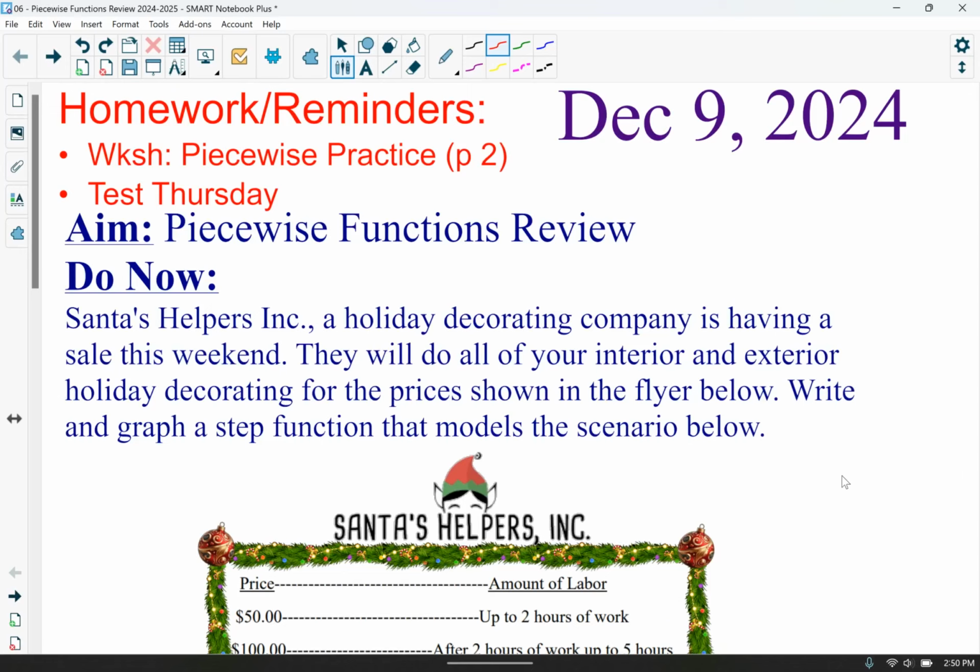So here we have our Do Now. Santa's Helpers Inc., a holiday decorating company, is having a sale this weekend. They will do all of your interior and exterior holiday decorating for the prices shown in the flyer below. Write and graph a step function that models the scenario below. So let's look at the flyer.